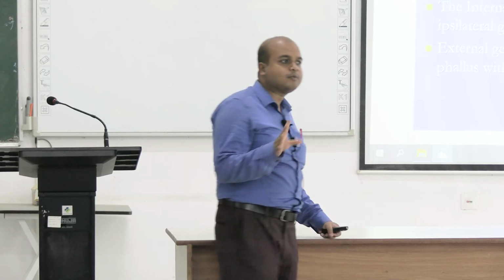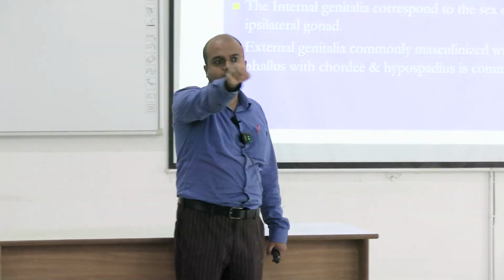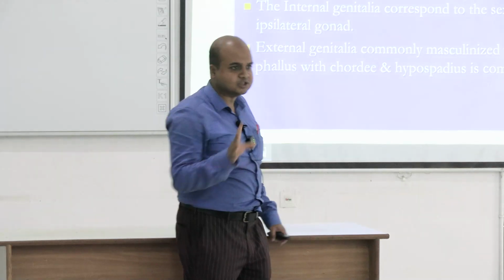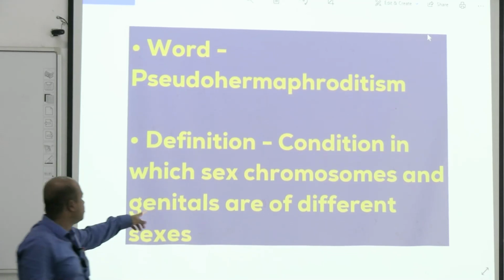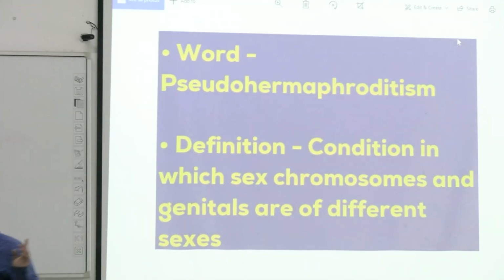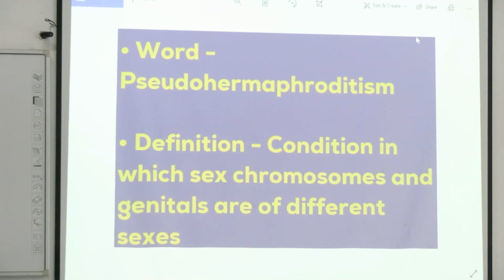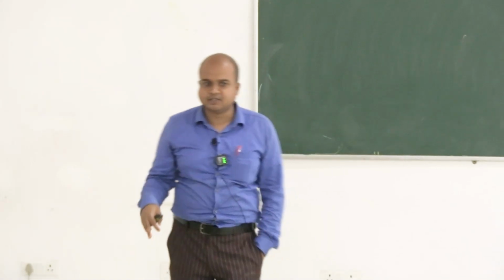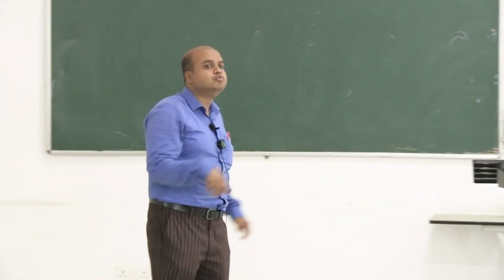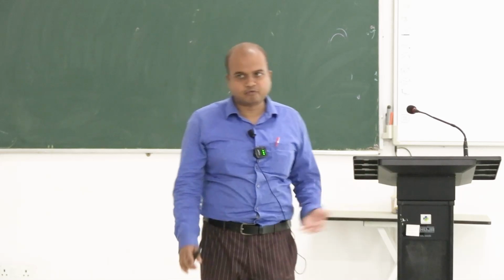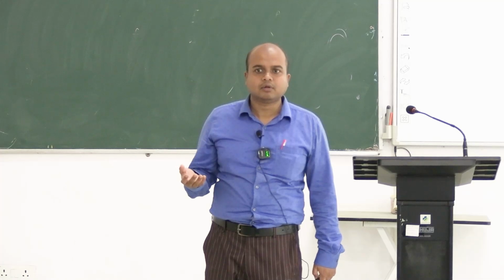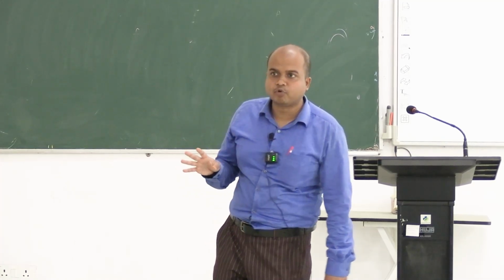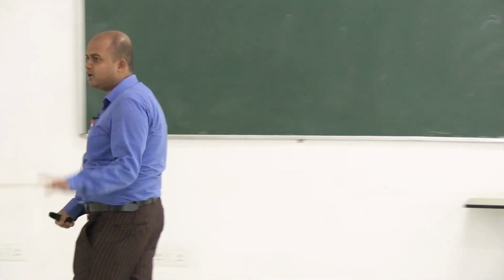So for true hermaphroditism, if you forget everything, just remember one word: ovotestis, both gonads. Pseudo hermaphroditism is when sex chromosomes and genitals are of different sexes, as we just mentioned. So either XX or XY, but in a genetic male it will be a female pattern of external genitalia, and in a genetic female it will be a male pattern of external genitalia. That is pseudo hermaphroditism. Whatever unfortunate cases we see on the roads, in the trains and all, are usually pseudo hermaphrodites. True hermaphroditism is very, very rare.